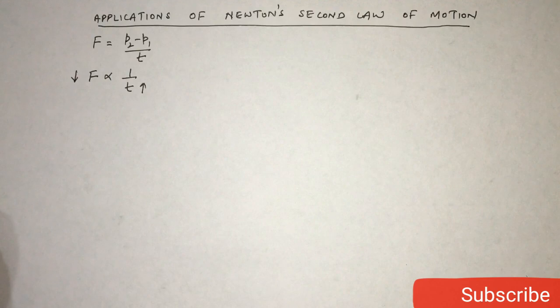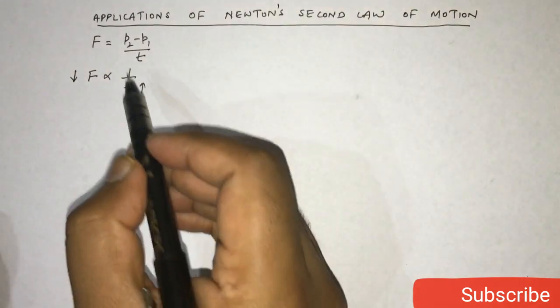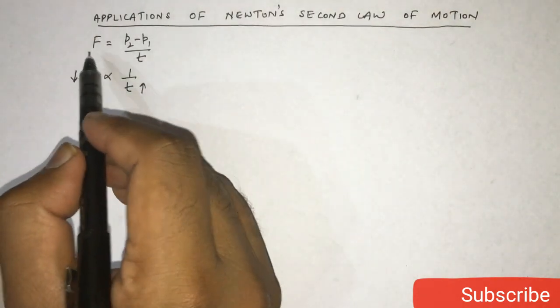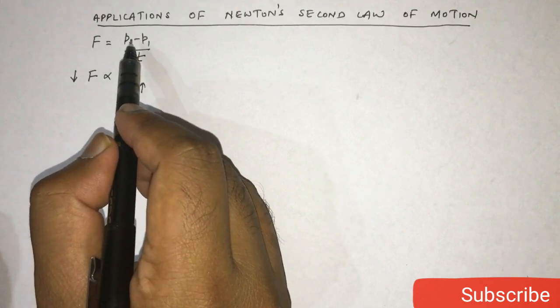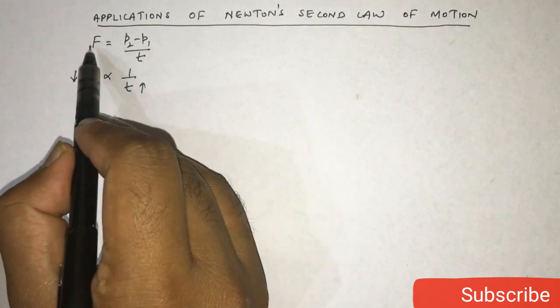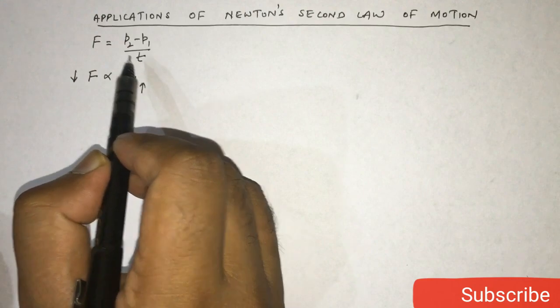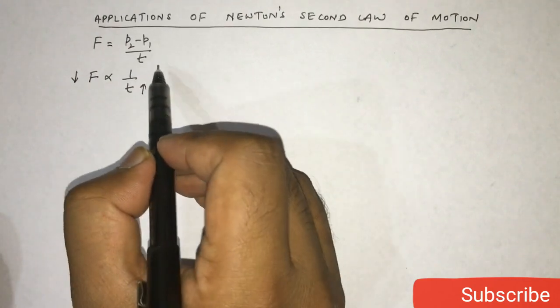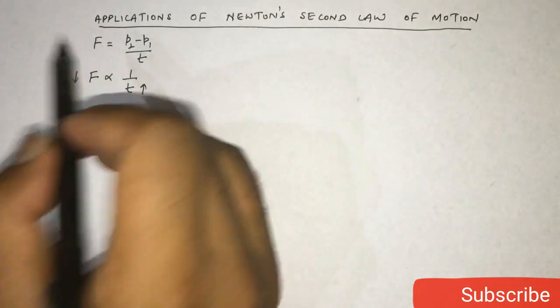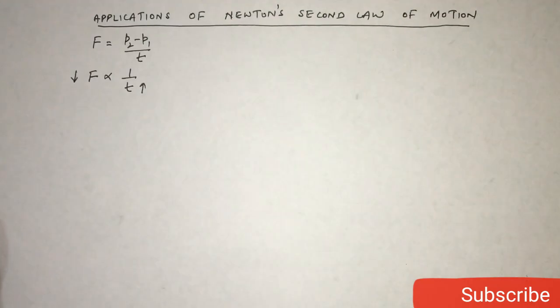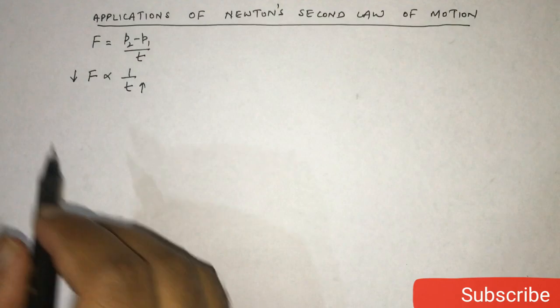Clear? I am repeating again. If you increase the time, then the force will decrease, as we have the relation F is equal to (P2 minus P1) upon T, which means F is inversely proportional to the time. Inversely proportional means if time increases, then force will decrease. Now let us discuss the first application of Newton's second law of motion.